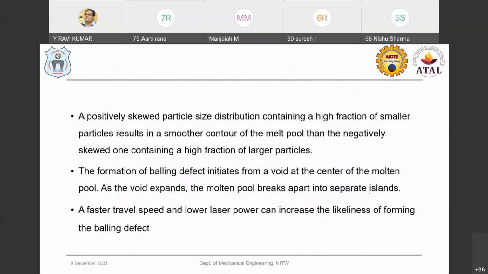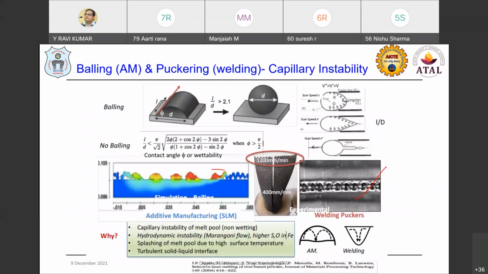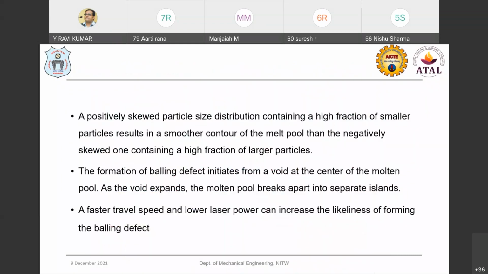And you can see the positively skewed particle size distribution, containing a high fraction of smaller particles, results in a smoother contour of the melt pool than the negatively skewed one containing a high fraction of larger particles. And the balling effect forms from a void at the center of the molten pool. As the void expands, the molten pool breaks apart into separate islands. There you are going to have this kind of balling. And a faster travel speed and lower laser power can also increase the likelihood of forming these balling effects.